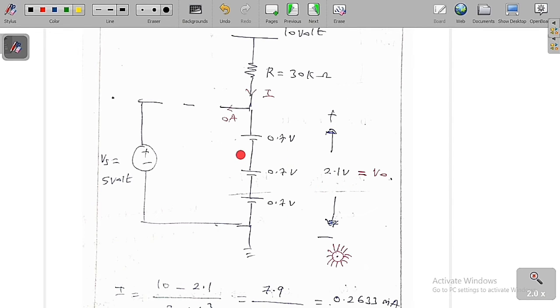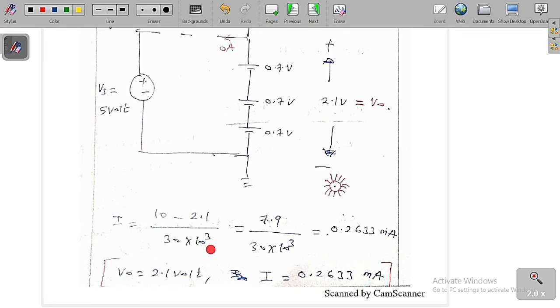So D1, D2, D3 are on and D4, D5 are off. If you want to find the value of the current I, simply we can say I is equal to (10 minus 2.1) by 30 kilo ohm. That is 7.9 by 30 into 10 to the power of 3, and you are going to get 0.2633 milliampere. In the question we are not asked about the current, but still we did it. The output voltage is equal to 2.1 volt and the current through the resistor R is 0.263 milliampere. So this is the correct solution of this question.